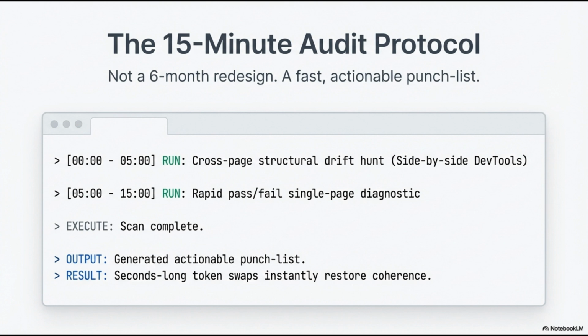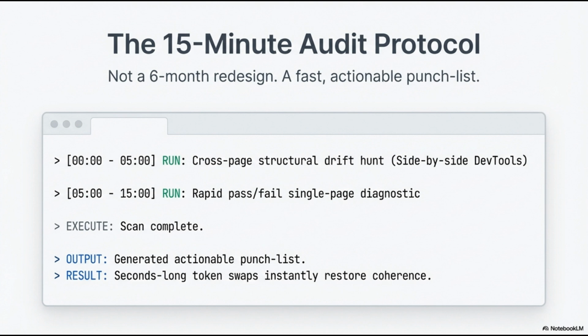And then 10 minutes of rapid pass-or-fail diagnostic checks on a single page using those earlier principles we talked about. The result isn't some massive 6-month redesign. No, not at all. It's just a fast, actionable punch list of seconds-long fixes, changing a 14 to a 16, swapping a hard-coded hex for a token. And it instantly transforms a disjointed app into a coherent product.